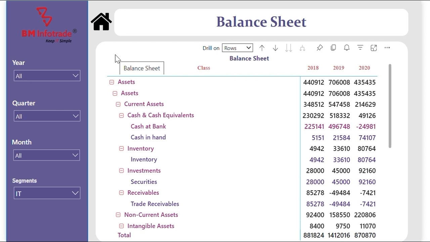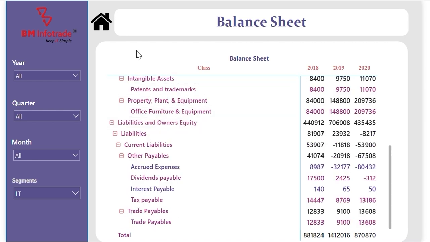This is a balance sheet dashboard that displays financial data across multiple years. We have a filter panel which includes year, quarter, month, and segment, through which the data will be filtered out.